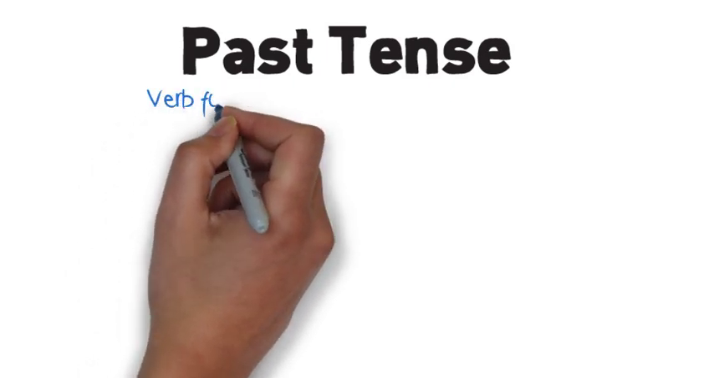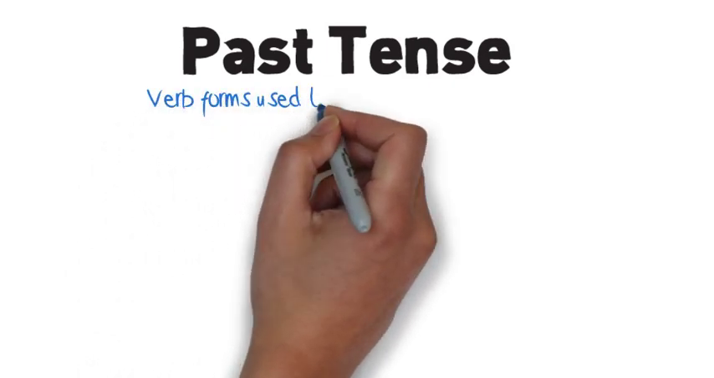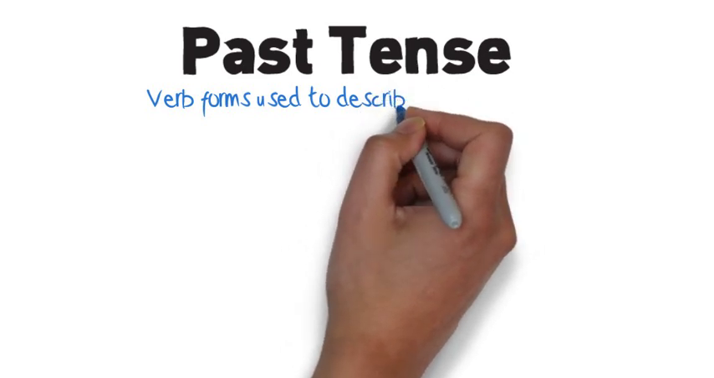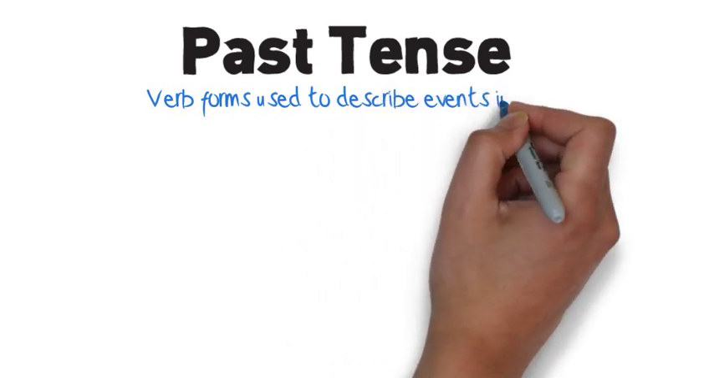Today, we're going to talk about the past tense. In other words, the verb forms used to describe events that have already occurred.